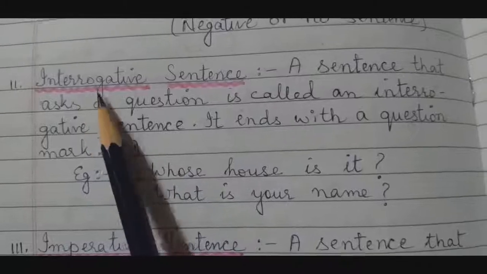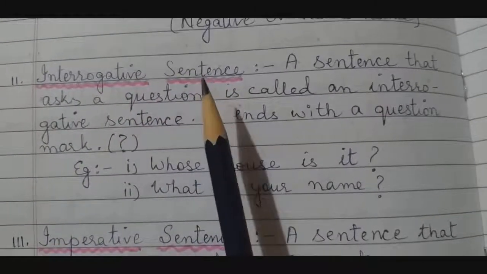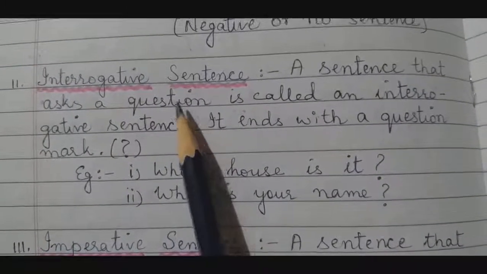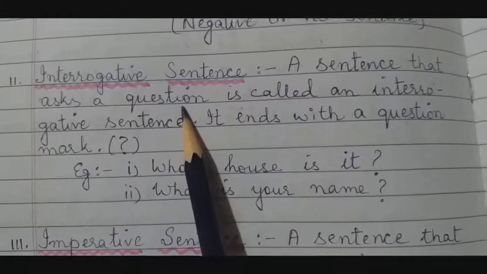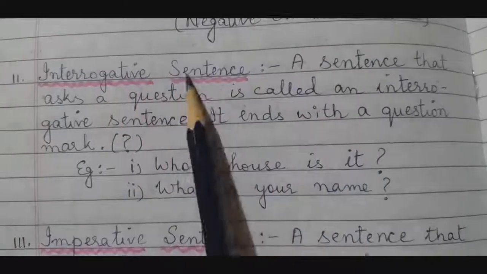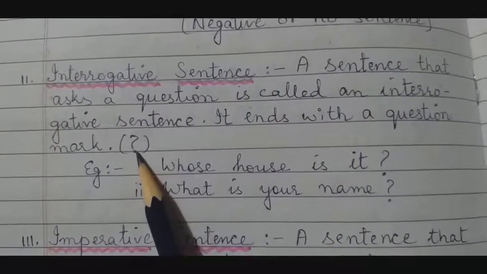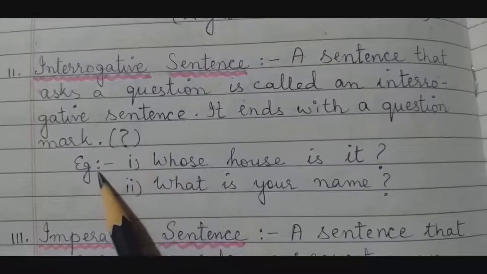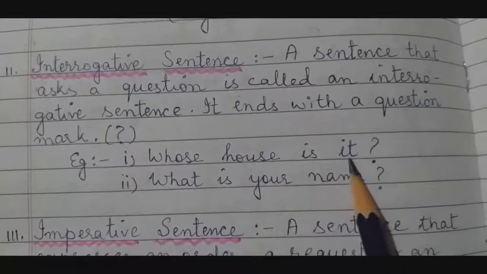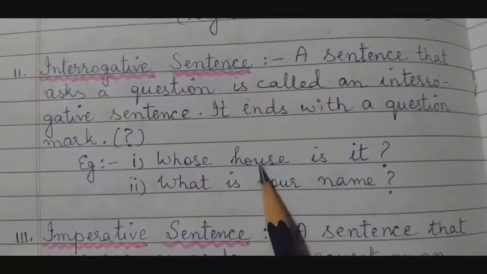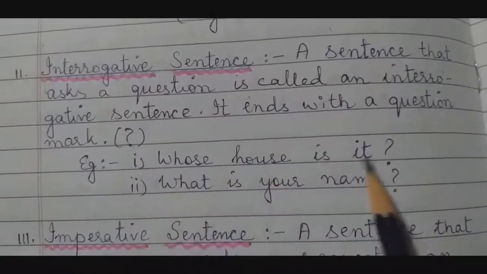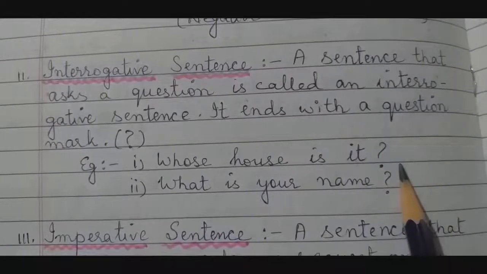Now, what is an interrogative sentence? A sentence that asks a question. There are some sentences which ask a question, and that is called interrogative sentences. And remember, an interrogative sentence always ends in a question mark. Example, whose house is it? And then a question mark. That means this sentence is an interrogative sentence.